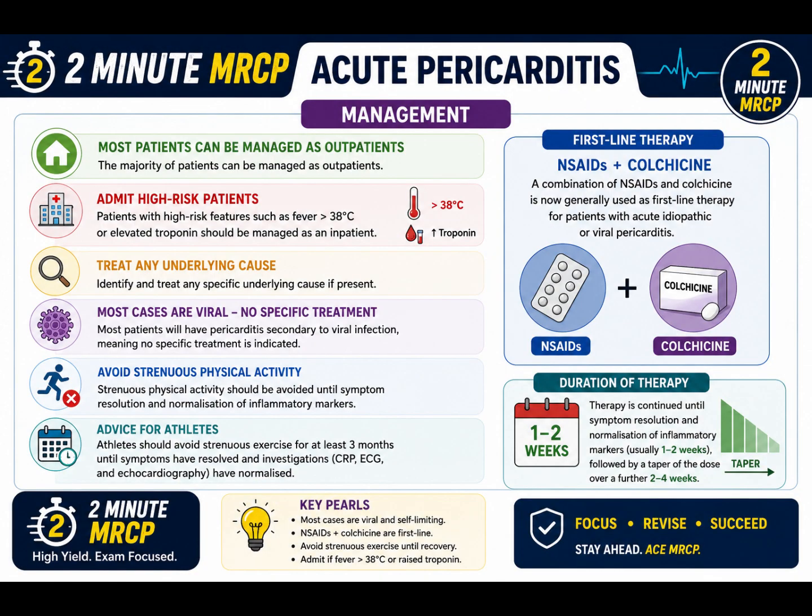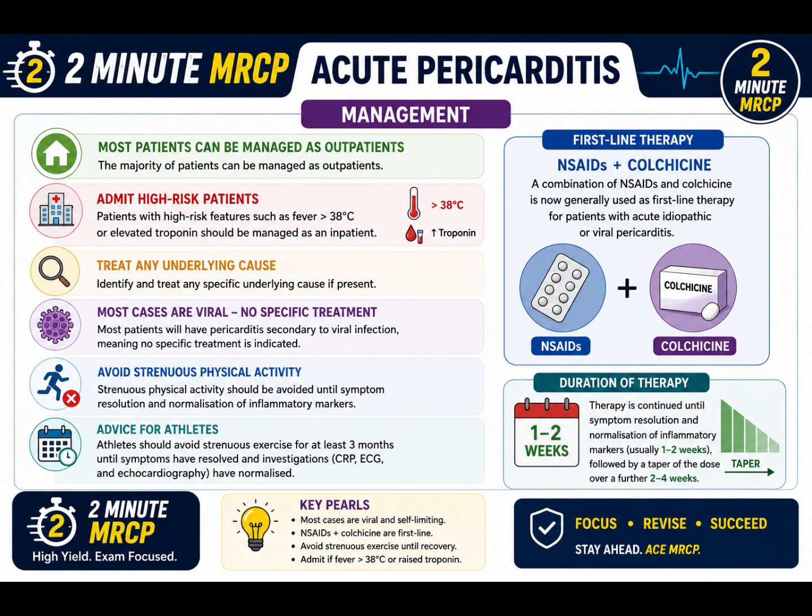Now let's discuss management. Most patients can be managed as outpatients. However, patients with high-risk features, such as fever above 38 degrees Celsius or elevated troponin, should be admitted for inpatient management. Any underlying cause should be treated if identified. Most patients, however, will have pericarditis secondary to viral infection, meaning no specific treatment is indicated.